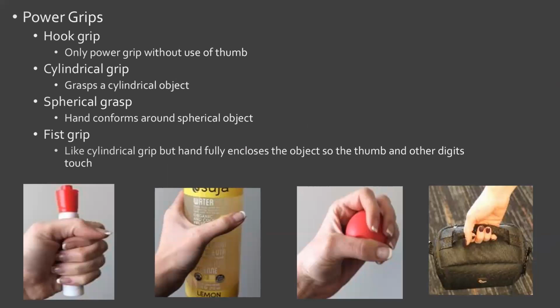Now, with your cylindrical and spherical grip, these are pretty self-explanatory, but the main thing with them is that they don't have the thumb cross over the fingers. So hook grip, no thumb at all. Cylindrical, spherical grip, no contact between the thumb and the fingers. Fist grip, you do.